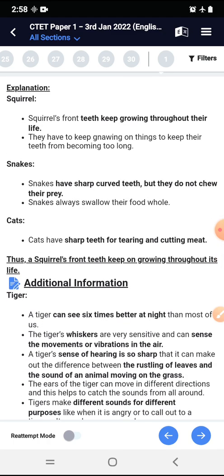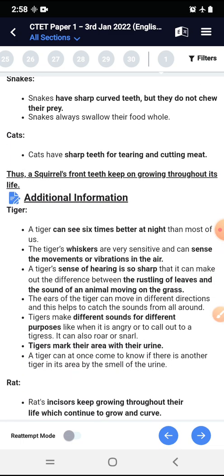Squirrels' front teeth keep growing throughout their life. They have to keep gnawing on things to keep their teeth from becoming too long. Snakes have sharp curved teeth, but they do not chew their prey. Snakes always swallow their food whole. Cats have sharp teeth for tearing and cutting meat. Thus a squirrel's front teeth keep on growing throughout its life.